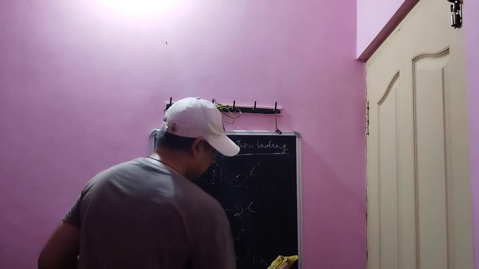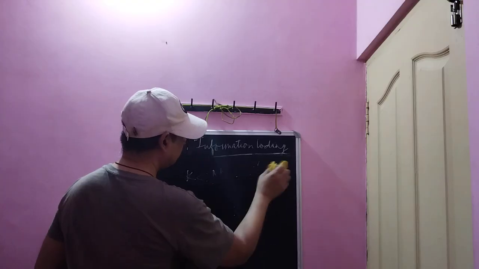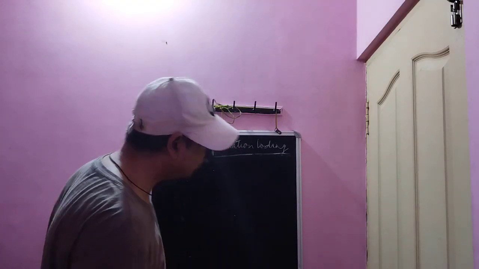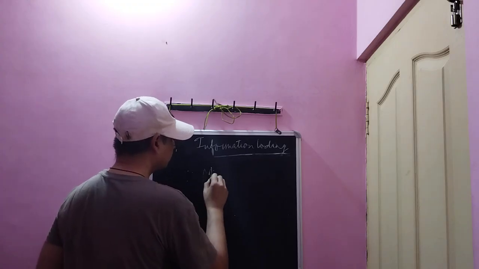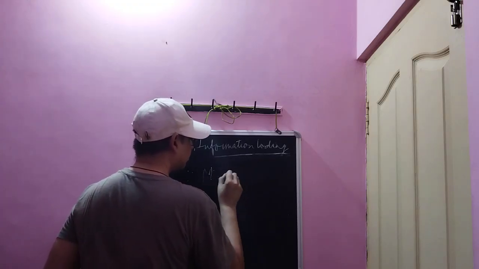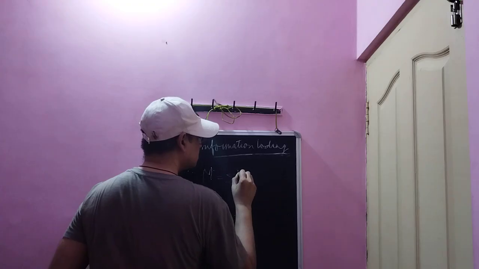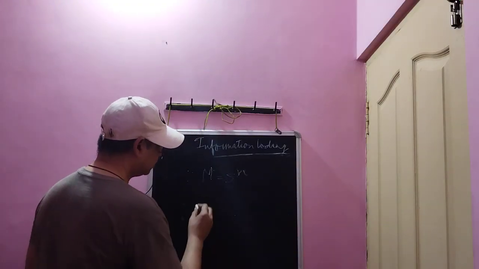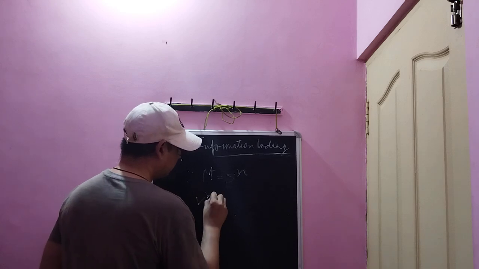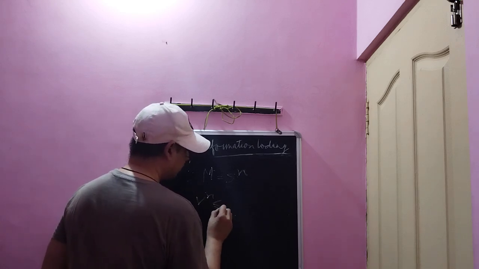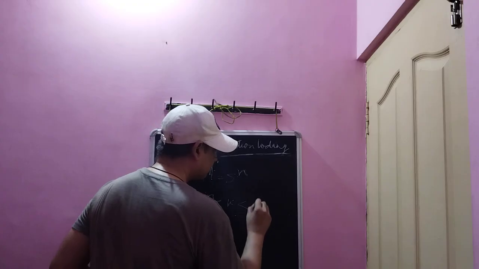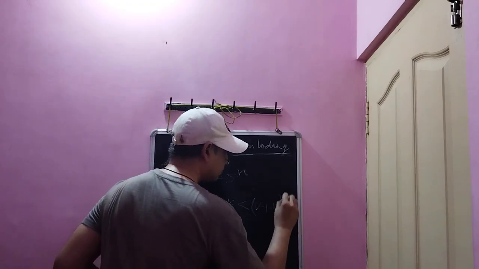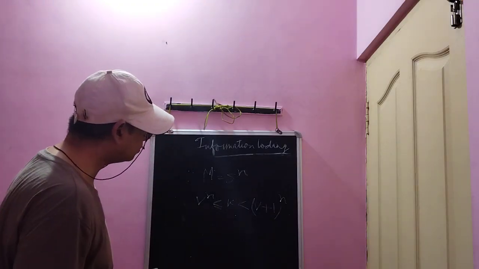It is based on the following. We have m is equal to s power n. We determine v such that v power n is less than or equal to k, which is less than (v plus 1) whole power n.